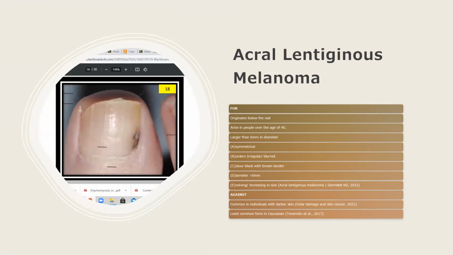Often the discoloration of the nail is asymmetrical. The borders are irregular and blurred. There is a blackish brown discoloration and the diameter is usually greater than 6 millimeters. This lesion is often evolving and increasing in size, which is all evident in this patient case. Reasoning for ruling out acral lentiginous melanoma is the fact that this condition is most common in individuals with darker skin and is least common in Caucasians.